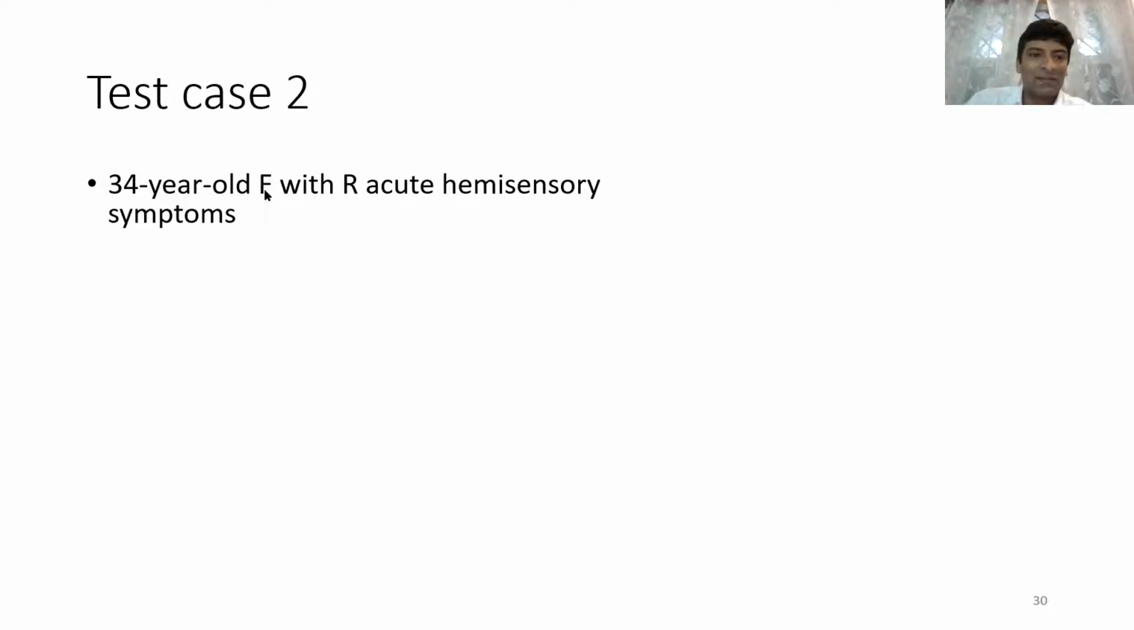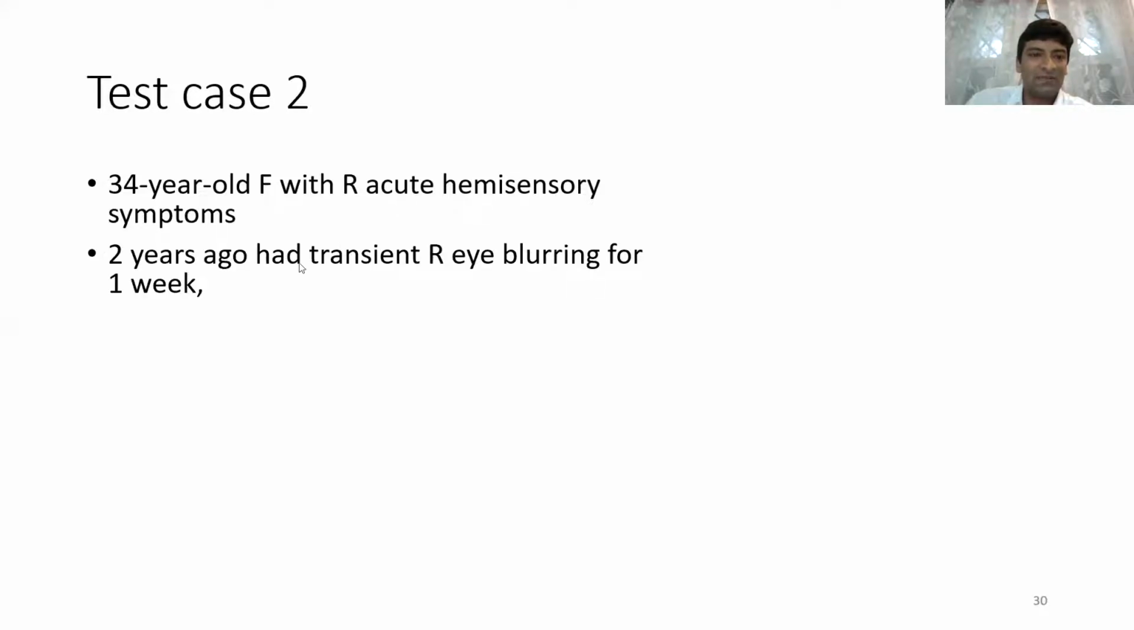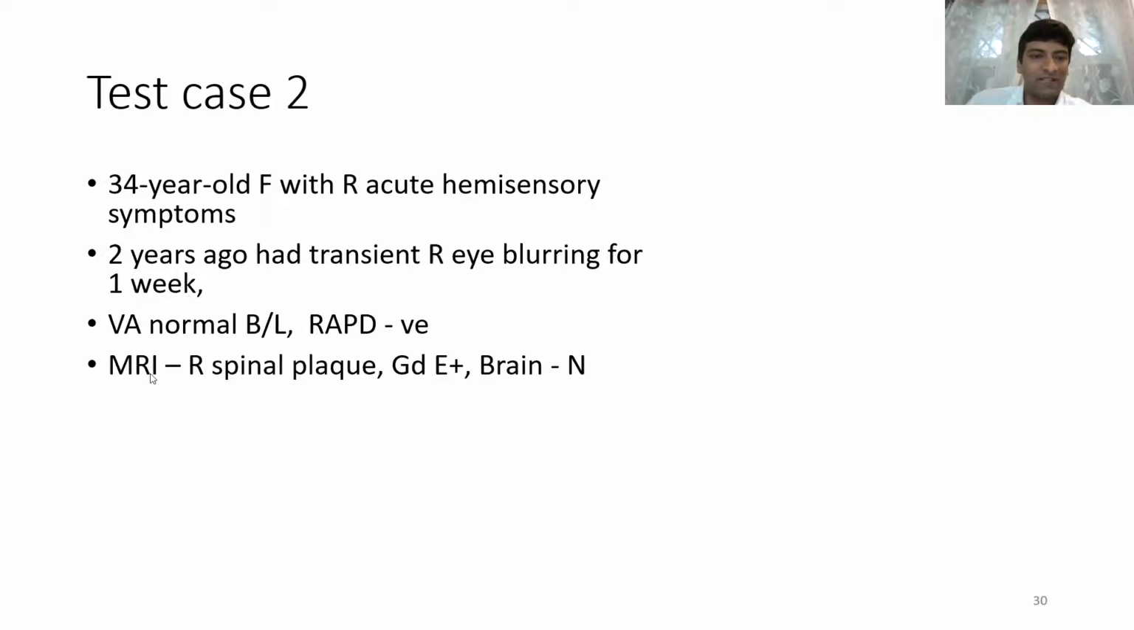A 34-year-old female with a right acute hemisensory syndrome. And 2 years ago, the patient had transient right eye blurring for 1 week. So what do you need now? So you've got typical syndromes. Now, is there objective evidence? So here the visual acuity was normal bilaterally and RAPD was negative. But the MRI showed a right spinal cord plaque, which was gadolinium enhancing, but the brain MRI was normal.